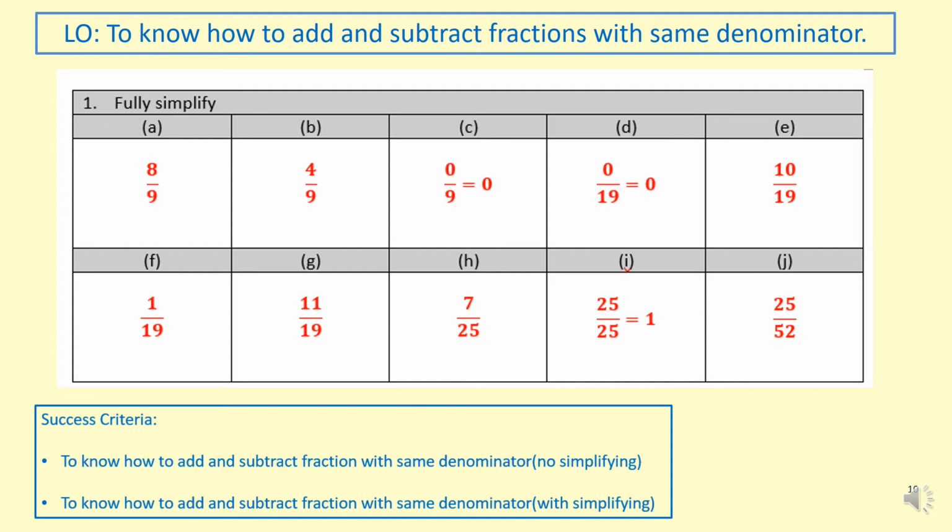Here are all the answers for practice exercise 1. So mark it properly and make sure when you have, for example on C and D, 0 over something, that's equal to 0. Make sure you know those facts. And when, for example on I, you have 25 over 25, dividing a number by itself, you get equal to 1. So make sure you know those kinds of things.